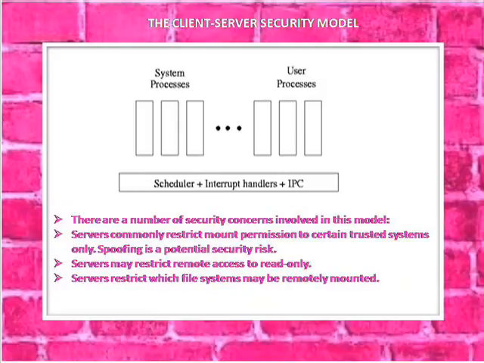The client-server security model. There are a number of security concerns involved in this model. Servers commonly restrict mount permission to certain trusted systems only. Spoofing is a potential security risk. Servers may restrict remote access to read only. Servers restrict which file systems may be remotely mounted.